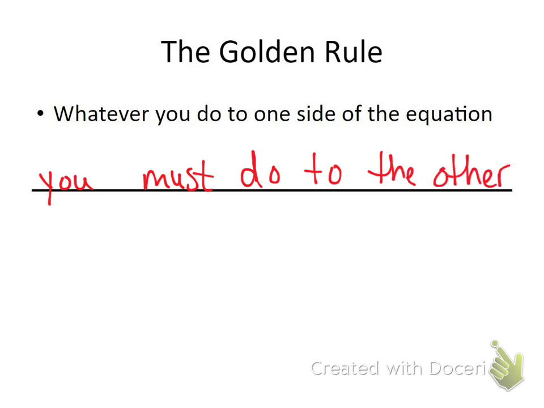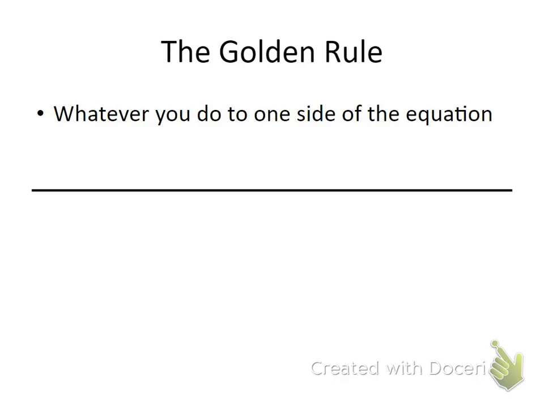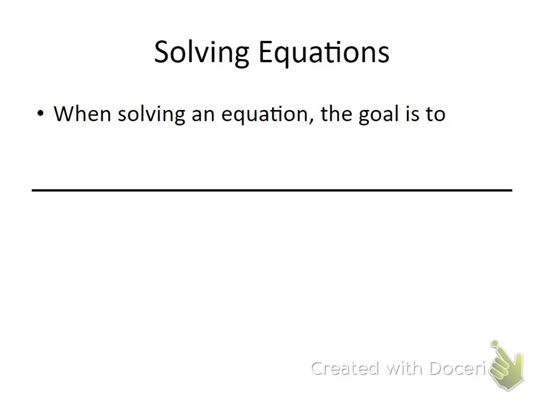So whatever you do to one side of the equation, you must do to the other. Solving equations. When solving an equation, the goal is to what? Do you guys remember? Get a number. Get the final answer. How do we get that final answer, though? If I have a plus 5 equals 10, when solving an equation, the goal is to get what by itself? The variable. Because once we get the variable by itself, then we're able to understand what number represents that variable. So, when solving an equation, the goal is to get the variable by itself.